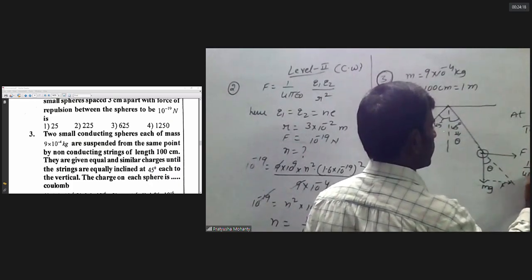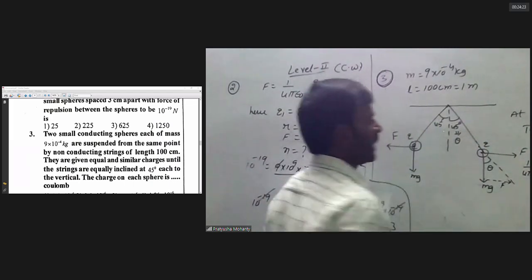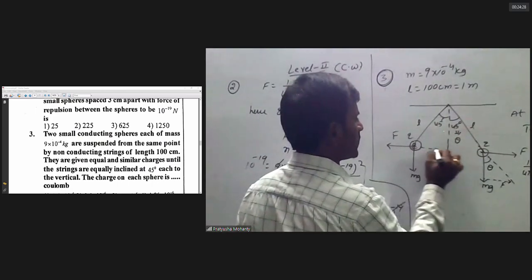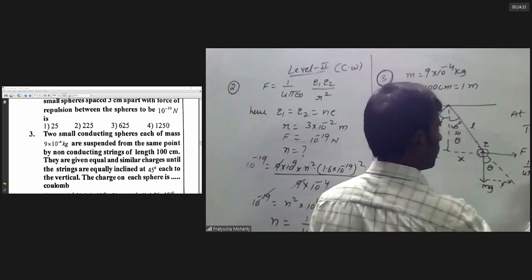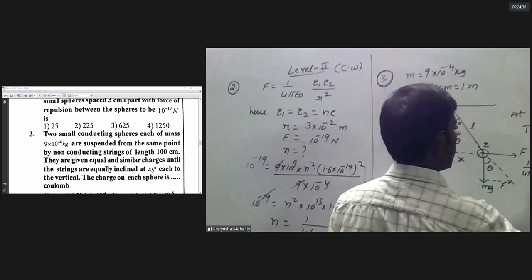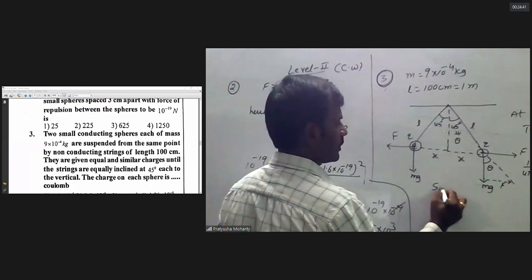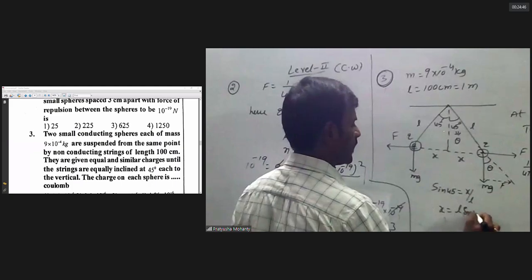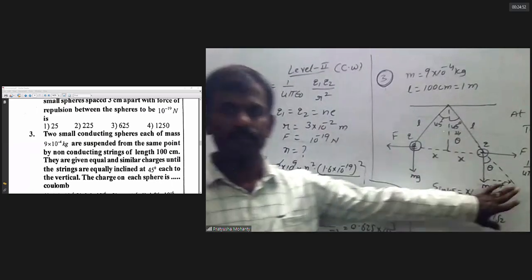F means 1 by 4 pi epsilon naught, both are given Q charge, Q square by distance. This distance suppose x, this is also x. So total how much now? 4x square equal to m into g. How do you determine the x value? Sin 45 equal to x by L. X equal to L sin 45 equal to L by root 2. Put there. Find the value of Q.